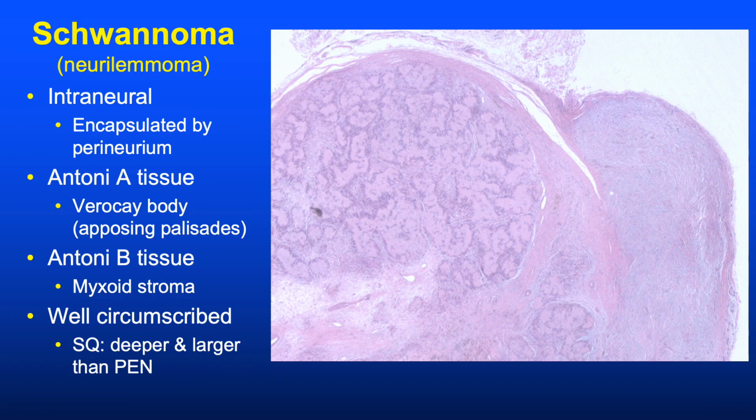In contrast, the schwannoma is about as bona fide and de rigueur as you can get for a neural tumor. Similar to the PEN, these are very well circumscribed tumors, but in contrast, these arise in the subcutis and are both larger and deeper than a palisaded encapsulated neuroma.